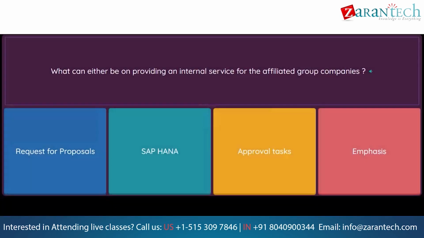Question: what can either be on providing an internal service for the affiliated group companies? Option 1: request for proposals. Option 2: SAP HANA. Option 3: approval tasks. Option 4: emphasis.